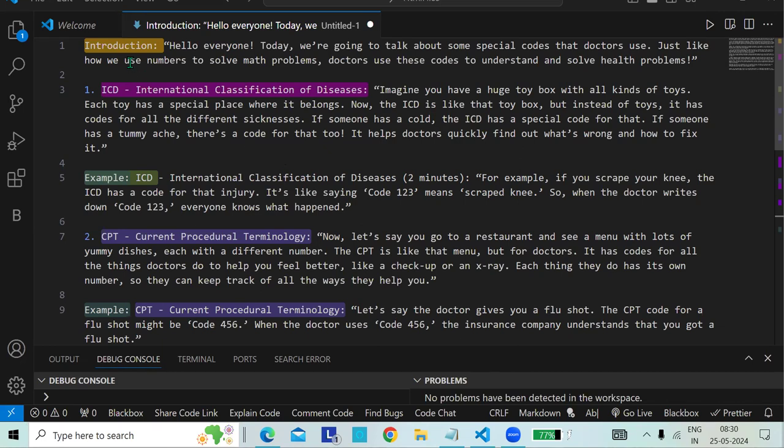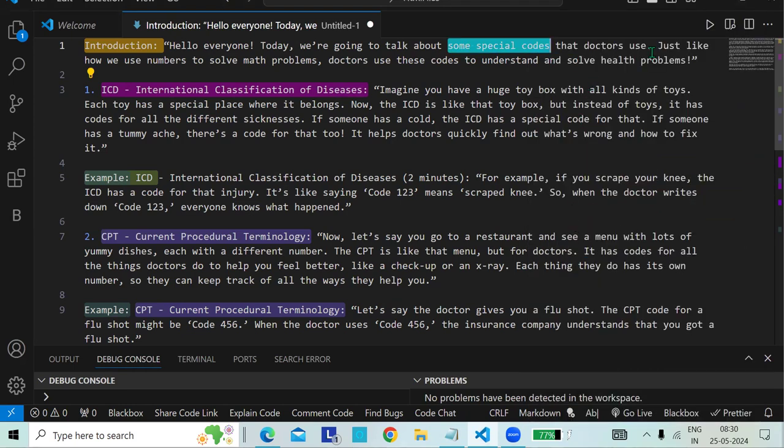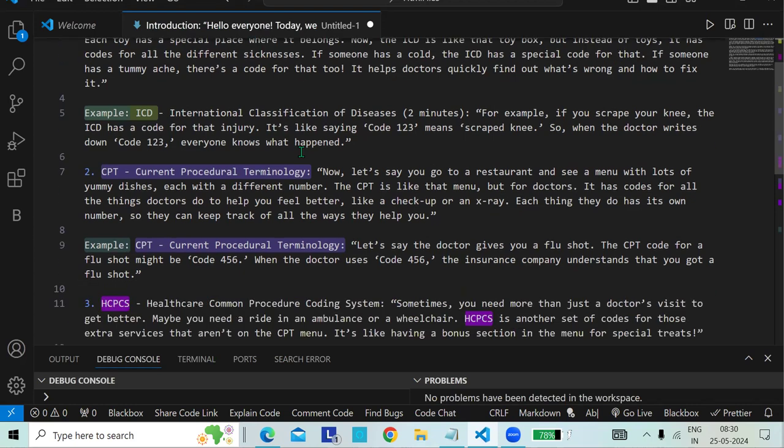So the introduction is, we are going to talk about some special codes that doctors use, just like how we use numbers to solve math problems. Doctors use codes to understand and solve health problems. Basically we have three types of codes, which are ICD, CPT and HCPCS.